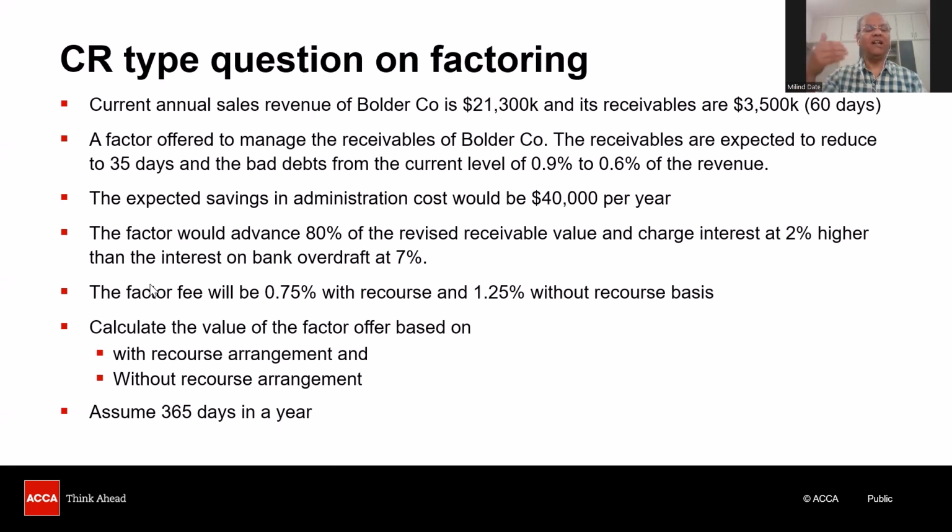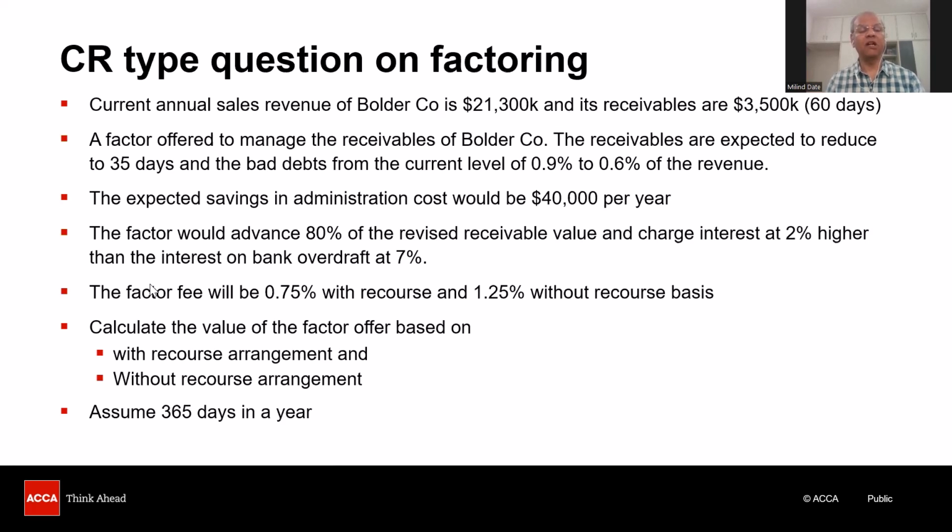So current data is given. Current annual sales of Boulder, 21,300K, that is 21 million. Current level of receivables given, which is worth 60 days receivables. Factor has offered to manage the receivables, which will result in the reduction to 35 days. From 60 days, receivables now come to 35 days because of course of the expertise.